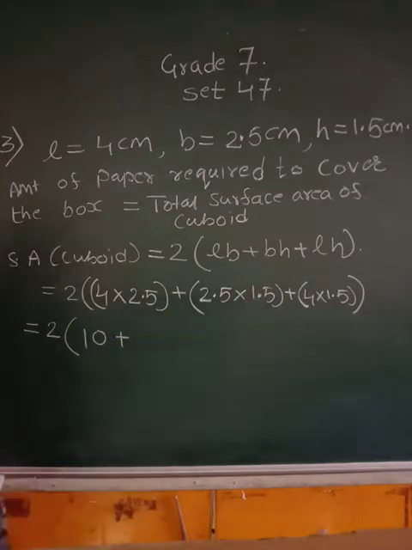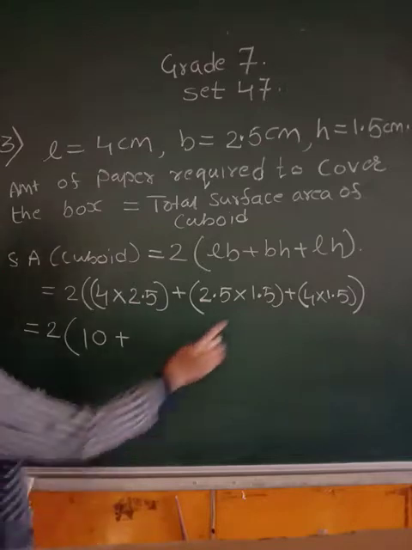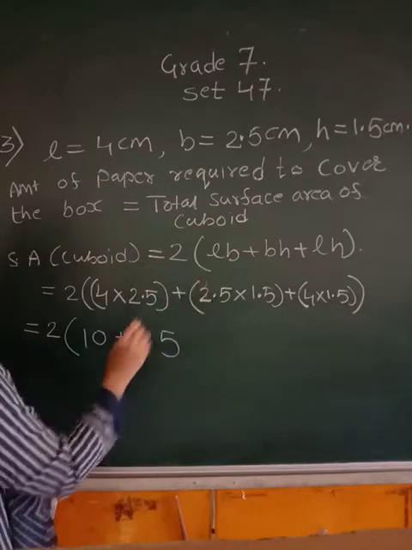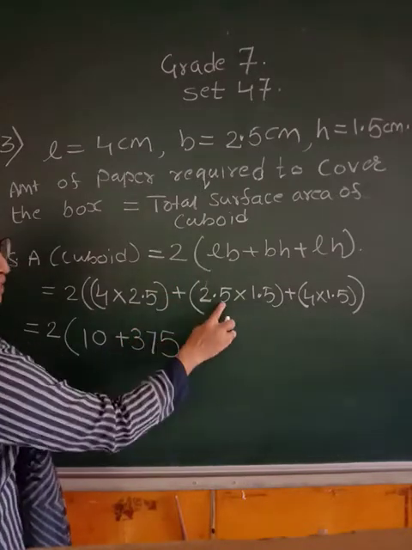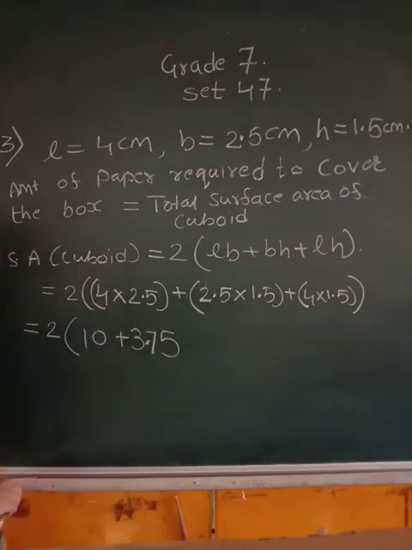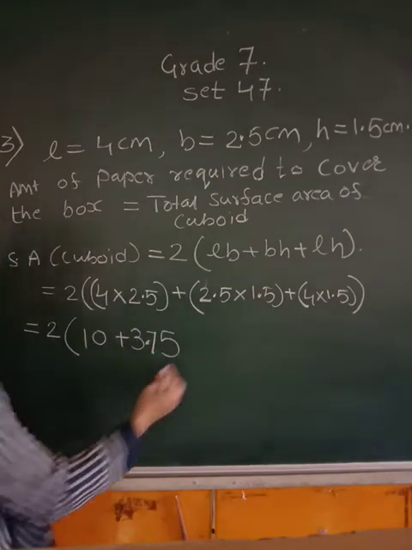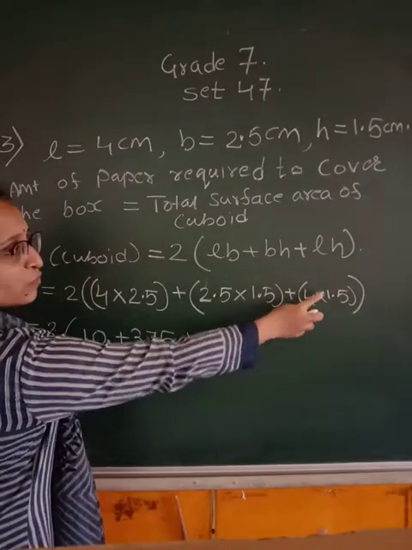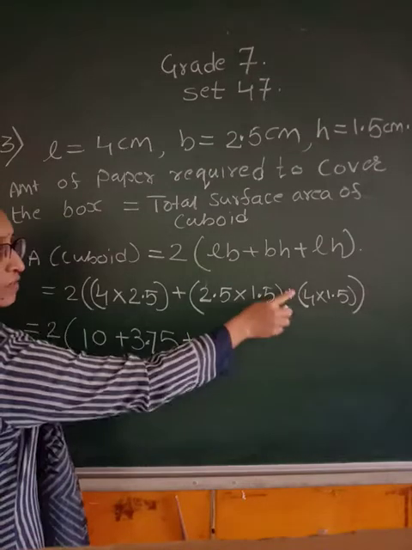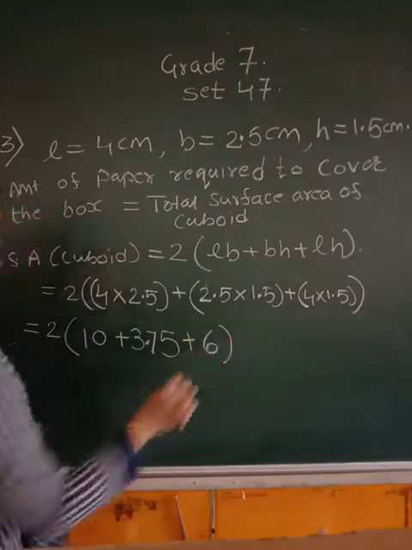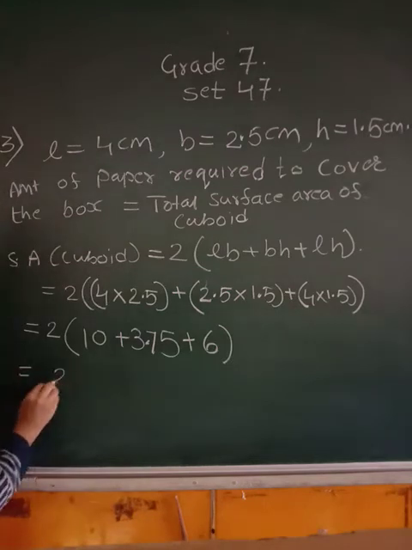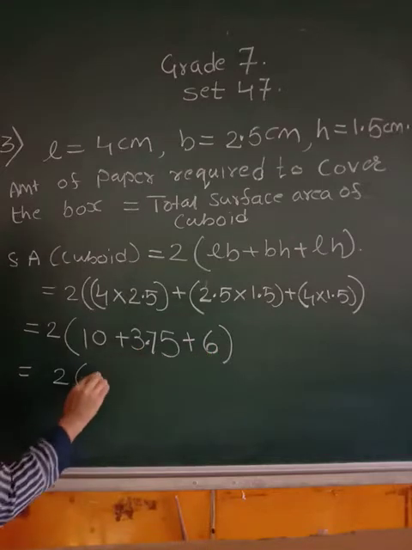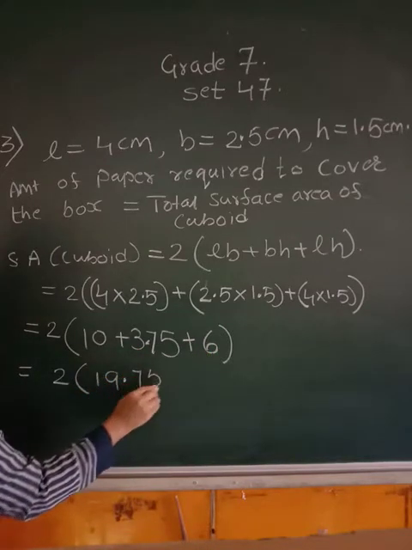Now see, 2.5 and 1.5. How to do multiplication? If you know the 15 table, see students, 15 5s are 75. 7 carry over. 15 2s are 30 and 7 is 37. The point will be after 2 numbers, so it will be 3.75. Learn to do orally. Plus, now 1.5 and 4: 15 4s are 60. After one number the point will be there, so you get 6. Alright, so this is equal to 2 in bracket: 10 plus 6, 16. 16 plus 3.75, 19.75. So this comes out to be 19.75.